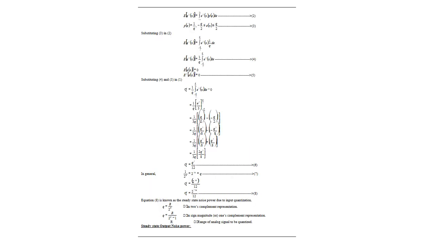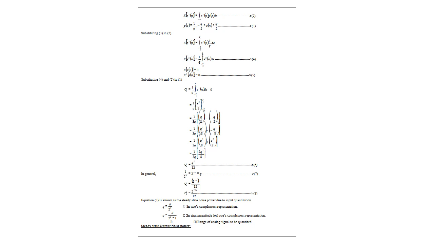So E of e squared of n is equal to the integral from minus infinity to infinity of e squared times P of e into de. So P of e is equal to 1 by q, for minus q by 2 less than or equal to e of n less than or equal to q by 2. Substituting 3 in 2, we get E of e squared of n is equal to the integral from minus q by 2 to q by 2 of e squared of n into 1 by q into de.